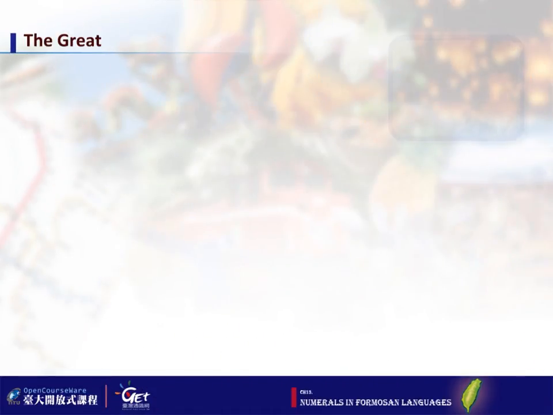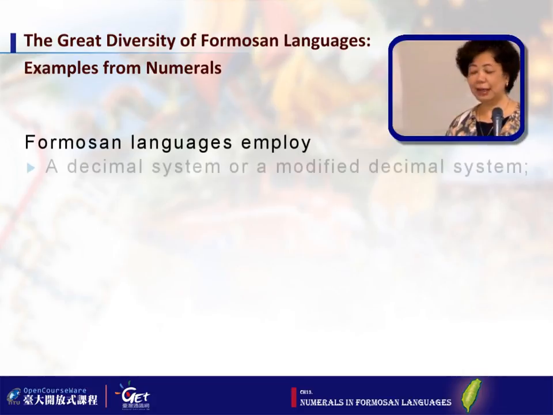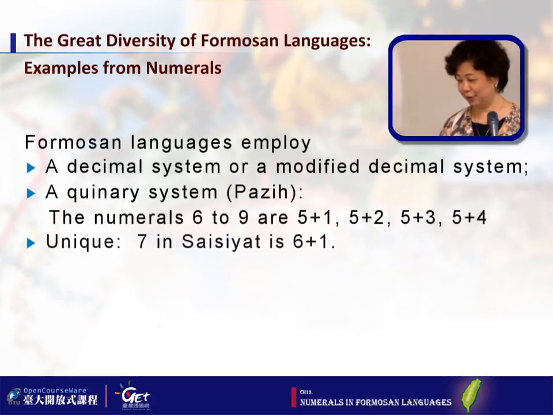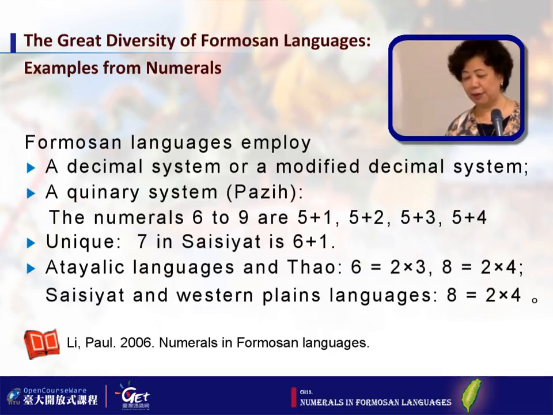But in a particular plain tribe called Baze, a quinary system is used. What does it mean? For example, for the numbers 6 to 9: number 6 is 5 plus 1, number 7 is 5 plus 2, 5 plus 3 is 8, and 9 would be 5 plus 4. Okay, so this is totally different from what you could possibly think of. Probably you have known some languages that are using this system as well.